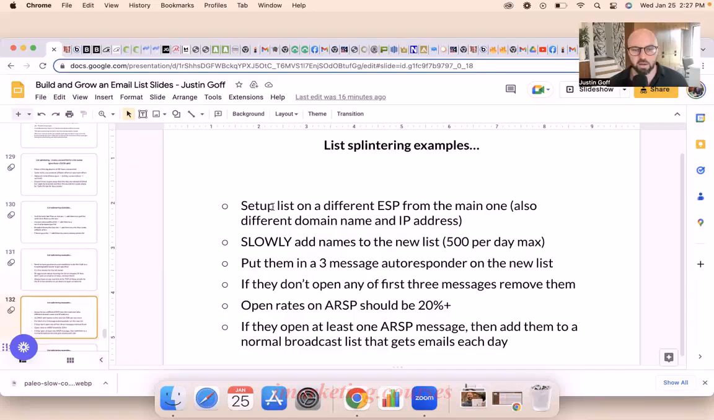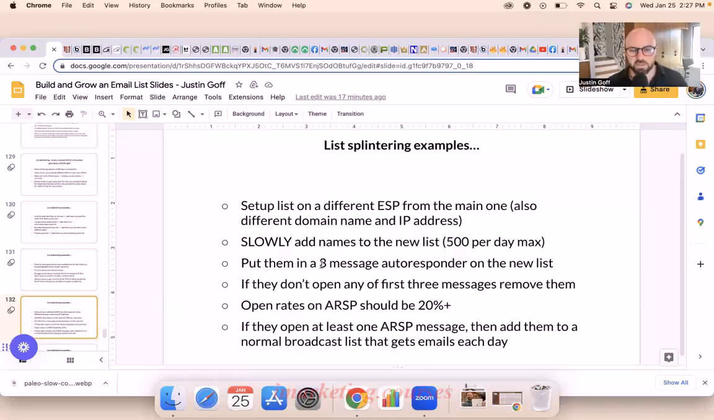You definitely want to set up, by the way, I'll answer questions at the end of this. You definitely want to set up a list on a different email service provider from the main one. So it'll be on a different domain name, different IP address, all of that. You don't want to have it all on the same thing as the main one. Slowly add names to the new list. So like 500 a day max. Don't just import a huge list of 300,000 people and just start mailing them. That'll probably get you kicked off your email service provider.